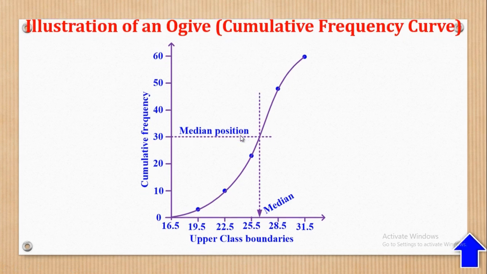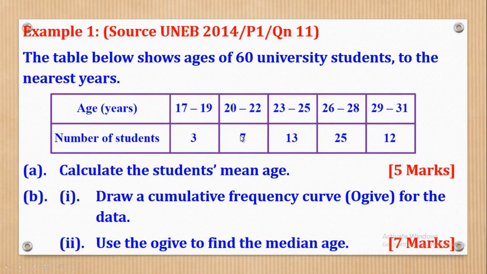And with that knowledge, let's do the following examples. So example 1 came from UNEB 2014 paper 1 question 11 and says the table below shows the ages of 60 university students to the nearest year. So these are the ages and these are the number of students in every group. Part A says calculate the students' mean age, and part B, Roman 1, says draw a cumulative frequency curve for the data, and Roman 2, use the Ogive to find the median age.